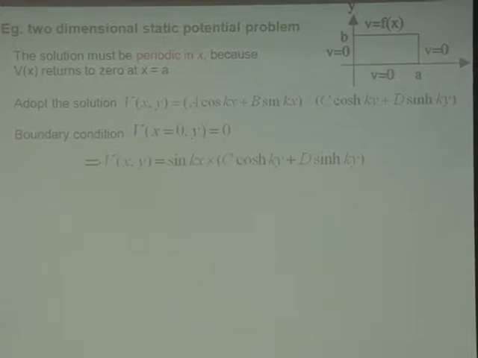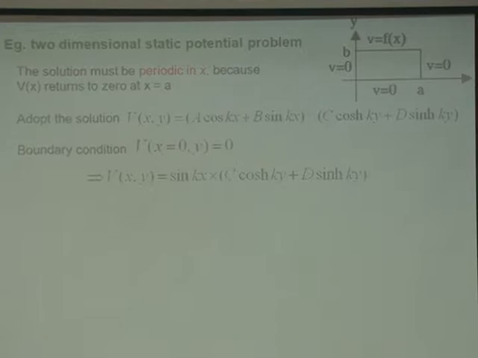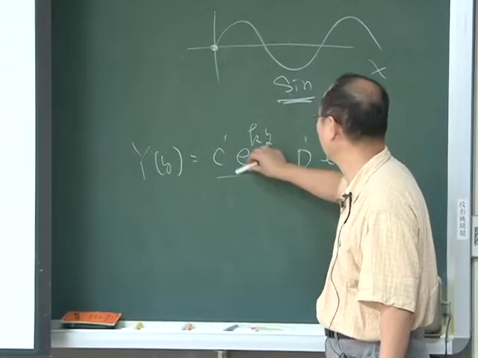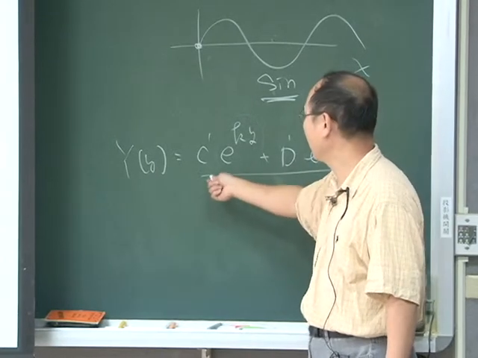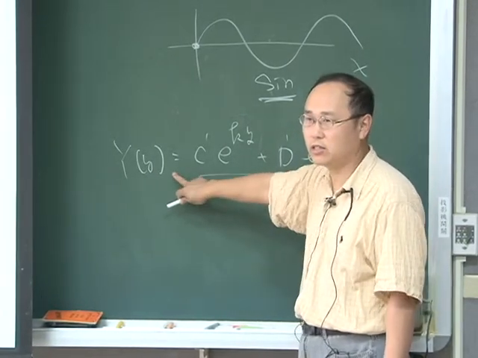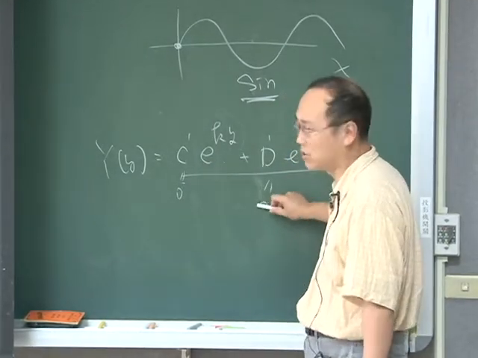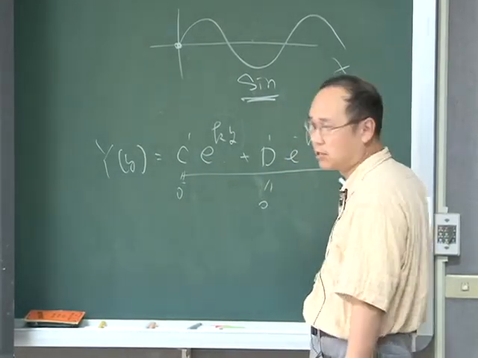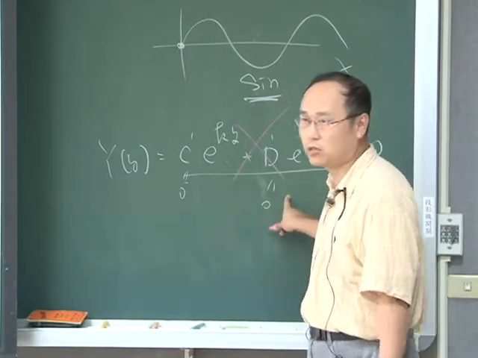Well, the second boundary condition is that when y equals 0, this has to be equal to 0. But when you check this, when y equals 0, you cannot guarantee this expression equals 0, except that this is equal to 0, this is equal to 0. Then everything is 0. So this expression is wrong.